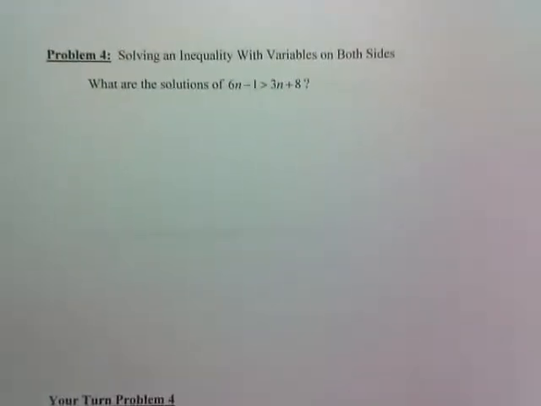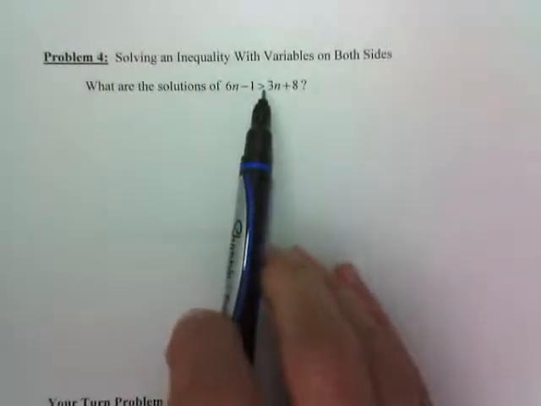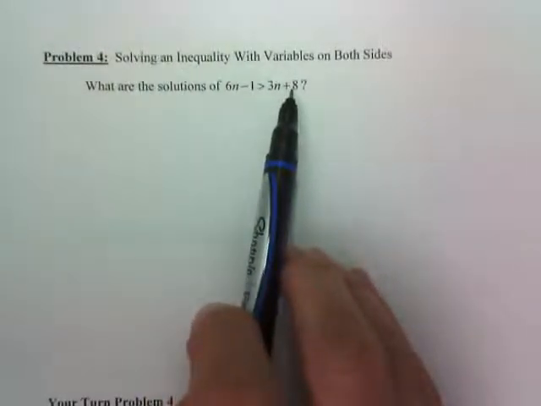Alright, now let's look at inequalities that have variables on both sides. Again, very similar to equations. We just have to be careful with our multiplication and division of negative numbers. So let's look at this one. 6n minus 1 greater than 3n plus 8.